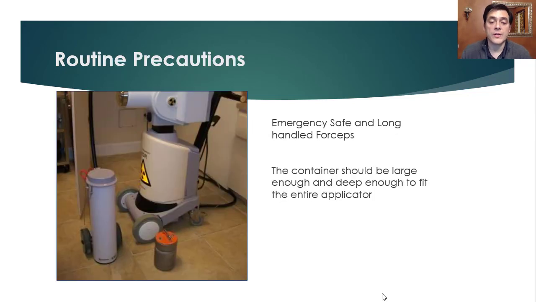Among the routine precautions that are part of the HDR afterloader system are the emergency safe and the long-handled forceps. And additionally, there are some sort of clippers or wire cutters that are attached here. The wisdom on cutting the source has gone back and forth over the years. The vendor's current recommendation is to not cut the source wire. If you are having some trouble getting the source to retract, remove the entire applicator and place the entire applicator inside the shielded safe. The containers are made large enough and deep enough to fit the entire applicator.